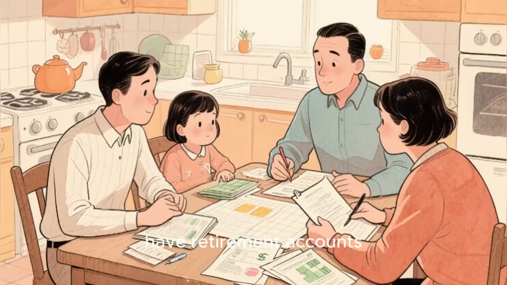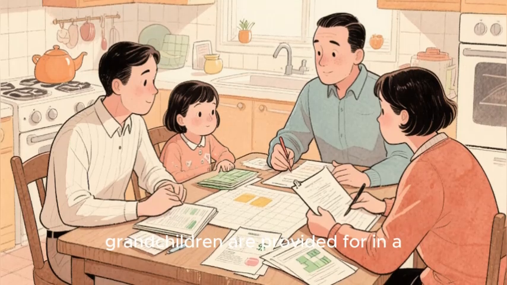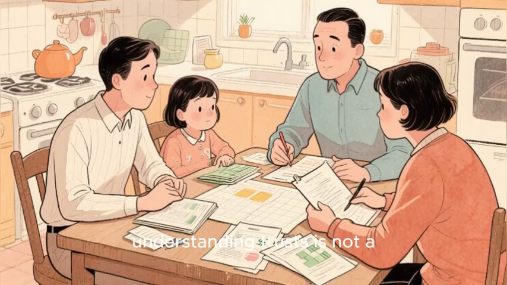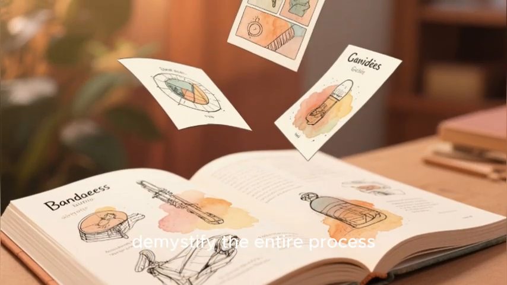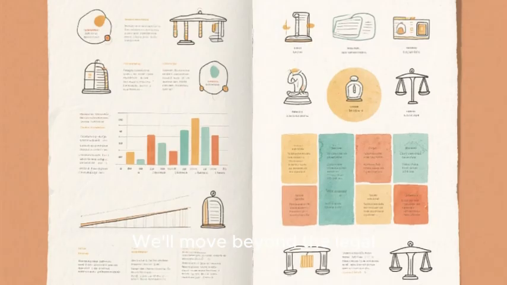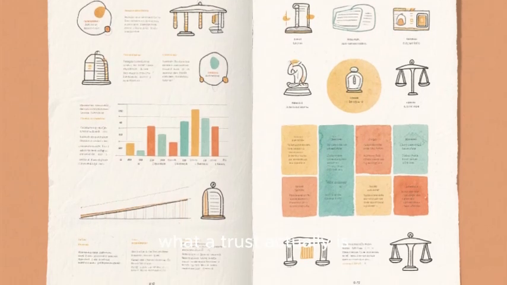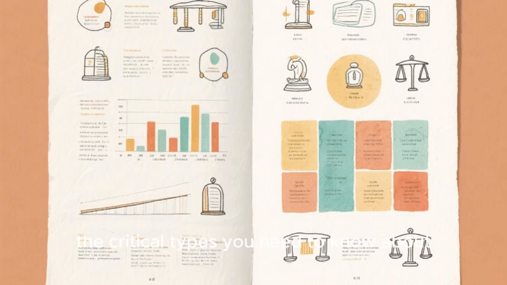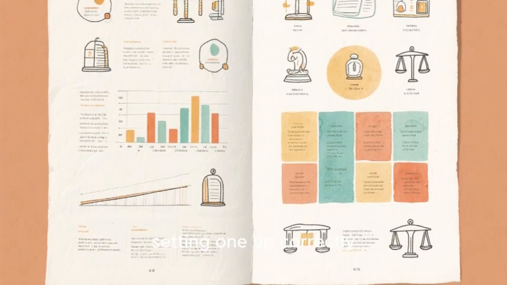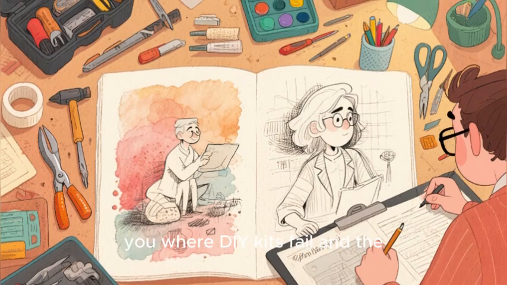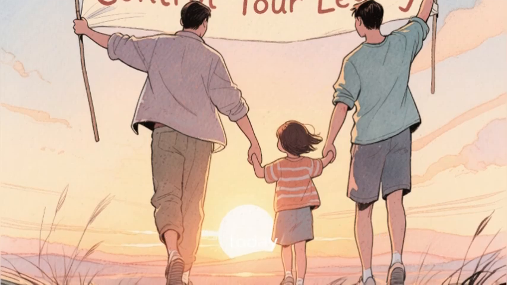If you own a home, have retirement accounts, or simply want to make sure your children or grandchildren are provided for in a specific way, understanding trusts is not a luxury, it's a responsibility. In this guide, I'm going to demystify the entire process. We'll move beyond the legal jargon and break down, in plain English, what a trust actually is, the critical types you need to know about, and the precise, step-by-step process of setting one up correctly. I'll also show you where DIY kits fail and the non-negotiable role of a professional. This is about taking control of your legacy today.